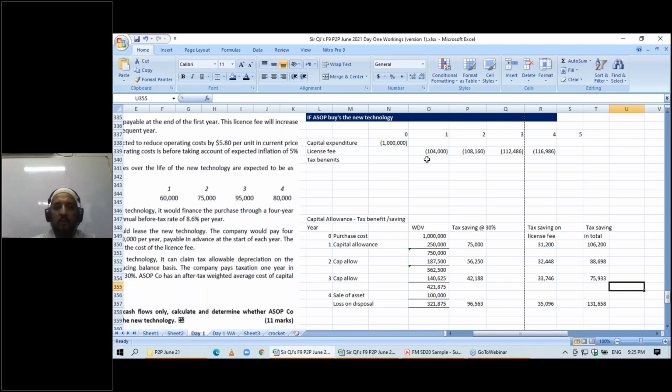Okay, so tax benefits will be now taken to the main pro forma. I'm taking the total of the tax benefits to the working above. So these will be taken as positive because this is the saving and you will save some cash.